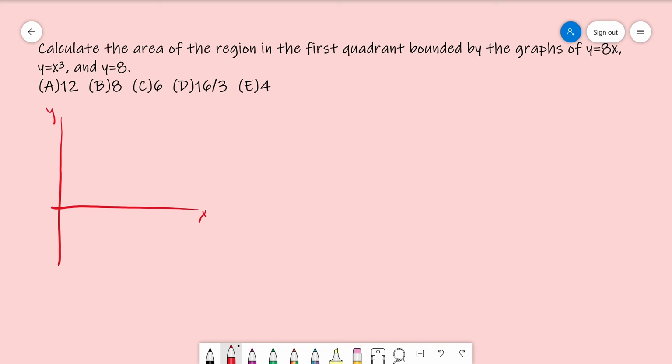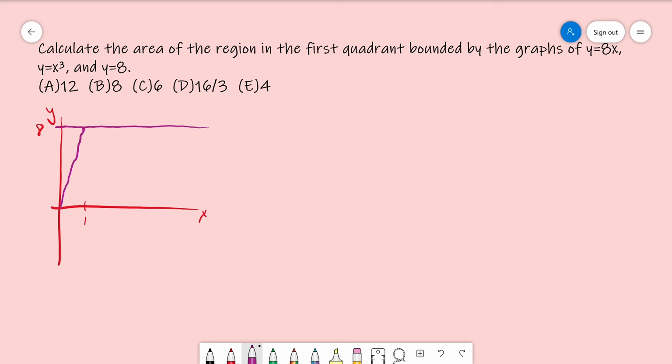This is x, and this is y. What makes this graph easy to draw is y equals 8. Let's just mark that line. Now y equals 8x, we make this meet the horizontal line when x equals 1. We know that y equals 8x goes from 0 to the point (1, 8).